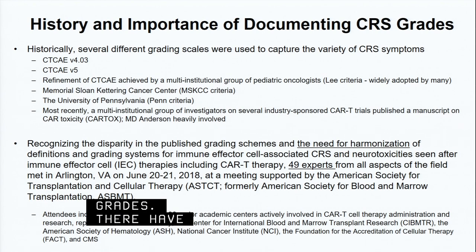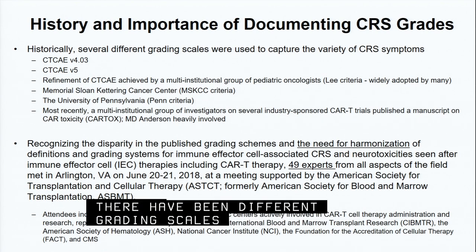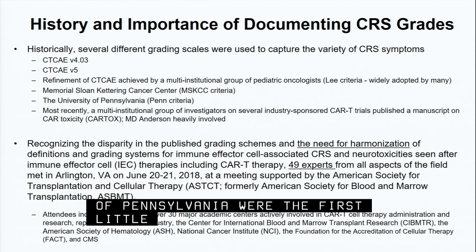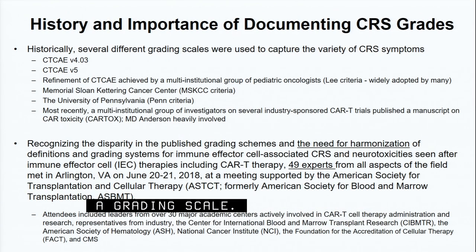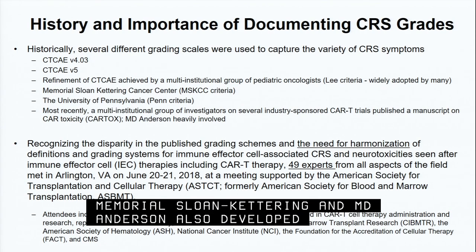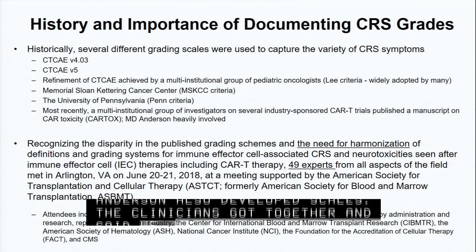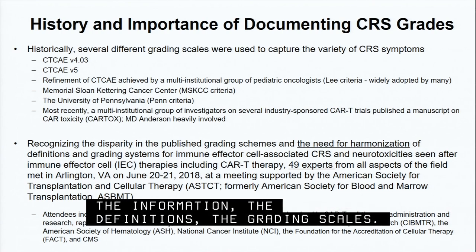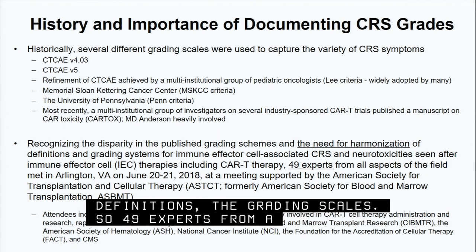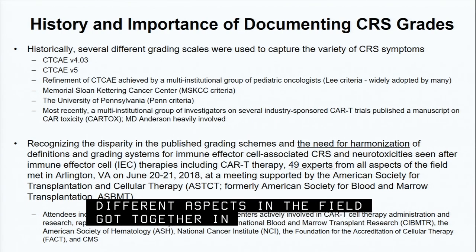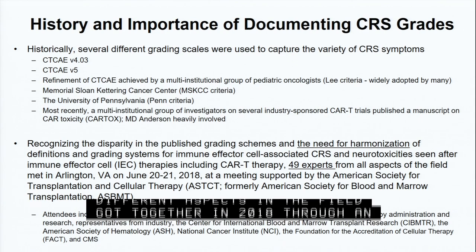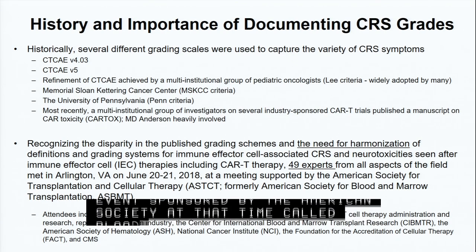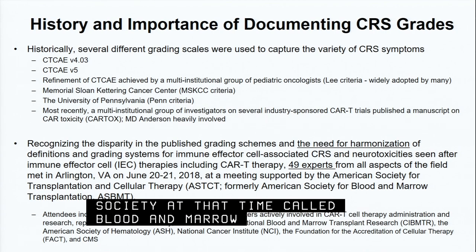And the clinicians got together and basically said, look, we've got to get this together. We have to harmonize the information, the definitions, the grading scales. So 49 experts from a number of different aspects in the field got together in 2018 through an event sponsored by the American Society at that time called Blood and Marrow Transplantation, ASBMT, now ASTCT, representing academic medical centers, the National Cancer Institute, the American Society of Hematology, and the Foundation for the Accreditation of Cellular Therapy, as well as the CIBMTR, the Center for Blood and Marrow Transplant Research.